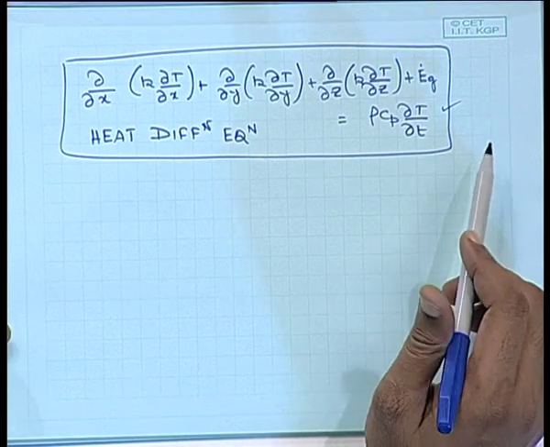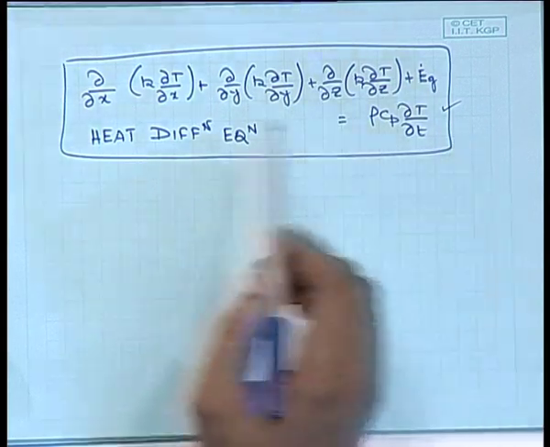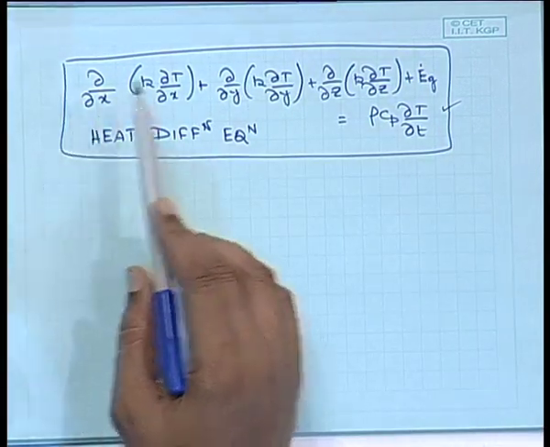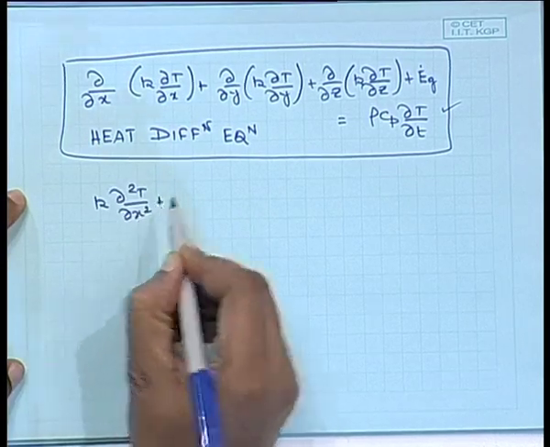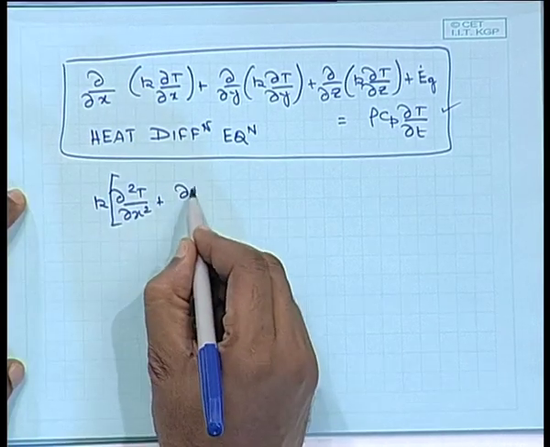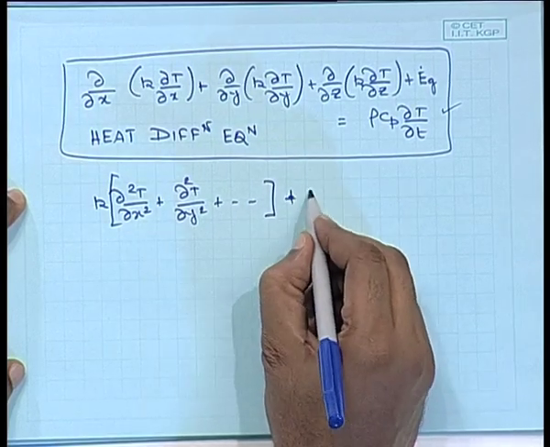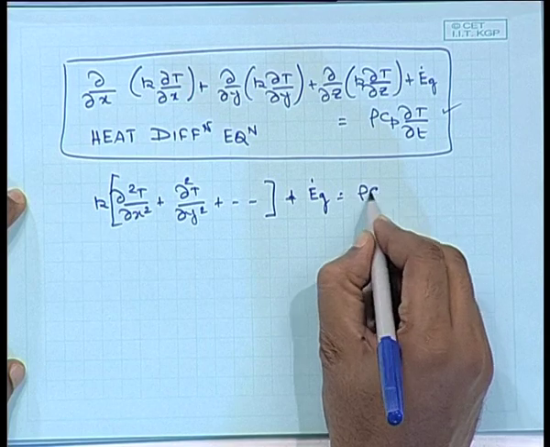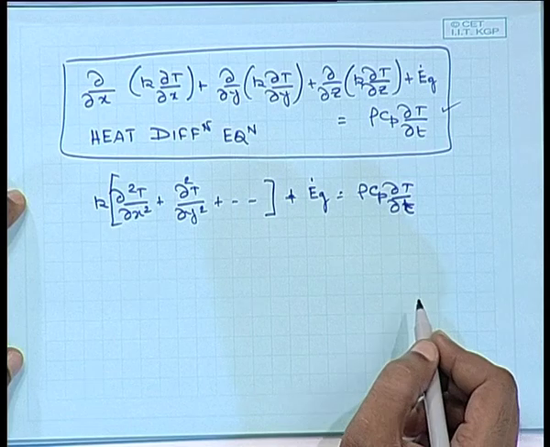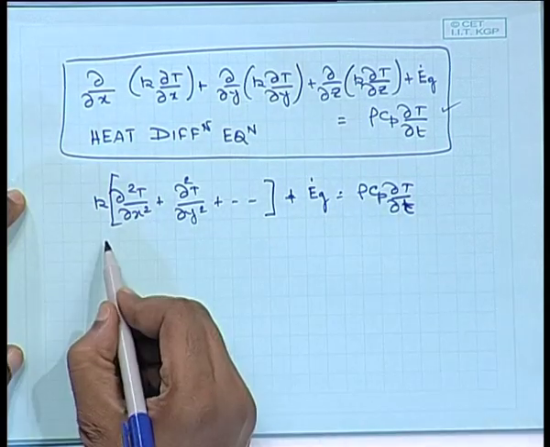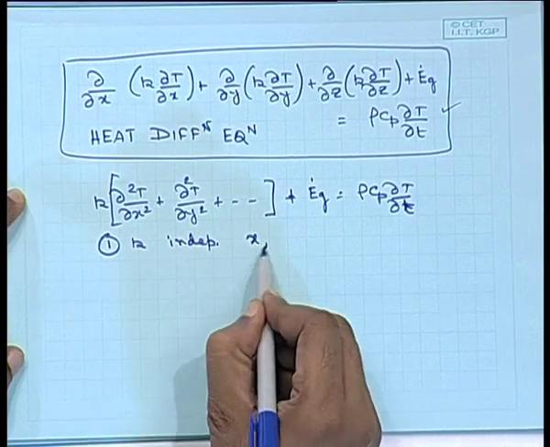All right. So, we can see several simplifications of this equation possible. The first one is, I can take k outside and it would simply be k times del 2 T by del x square plus del 2 T by del y square plus del 2 T by del z square. So, what are the assumptions that I have made in this? k is independent of x, y, z, that means its position.